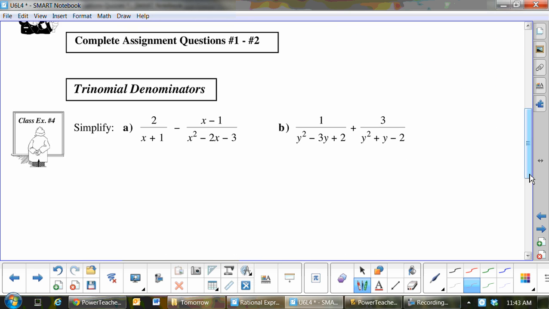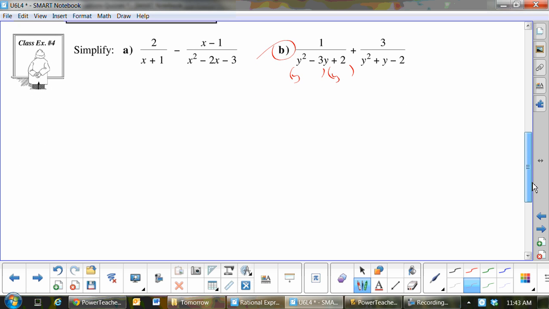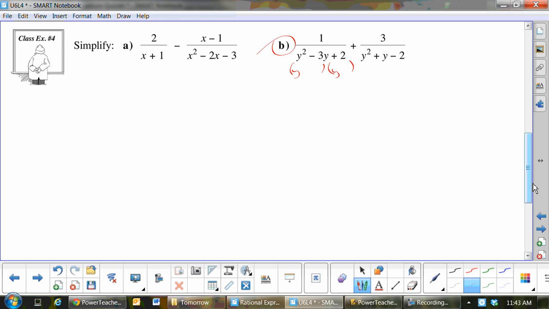Okay, 2 more examples. Let's do B. Now, what should you do first? Factor, okay? Now, we've got to be good at these now, right? It will be 2 things that add to negative 3, multiply to 2. That's 2 minus 1, okay? This one here would be y, two things that add to 1 and multiply to negative 2. Plus 2, y minus 1.